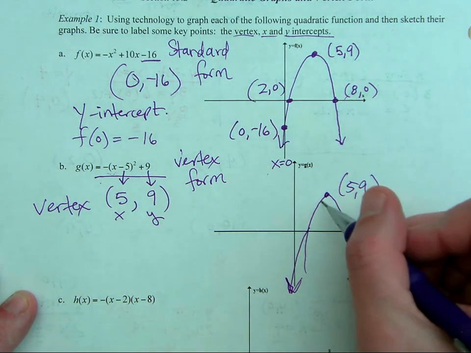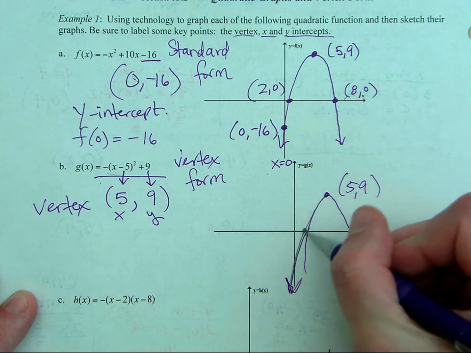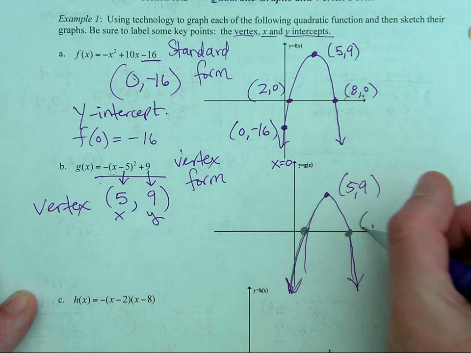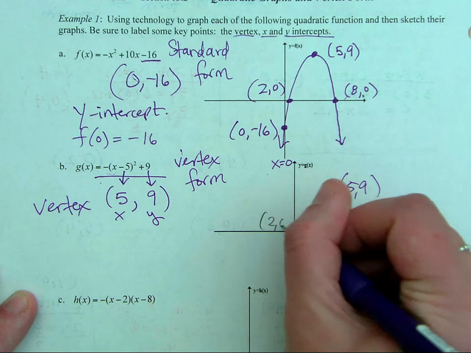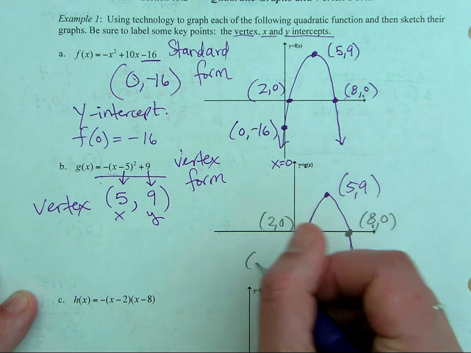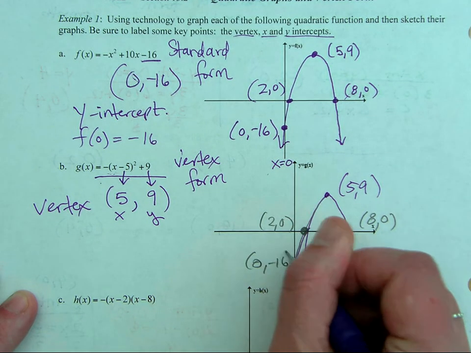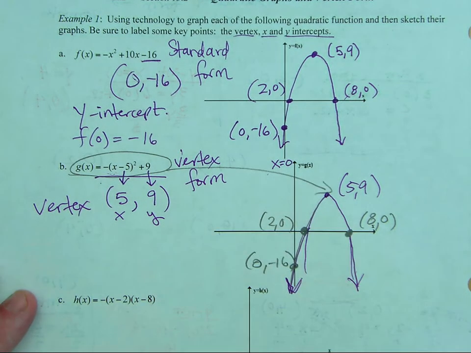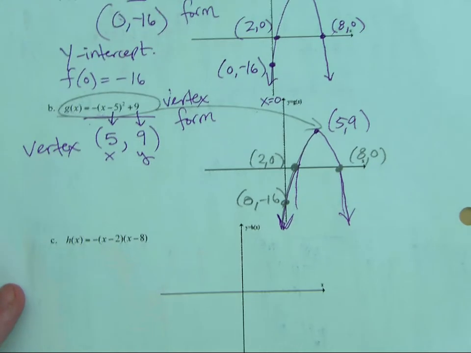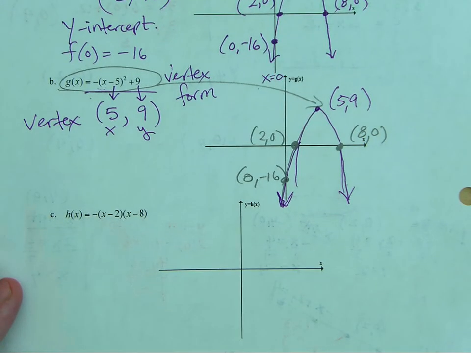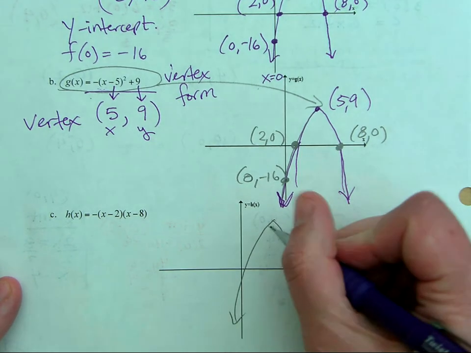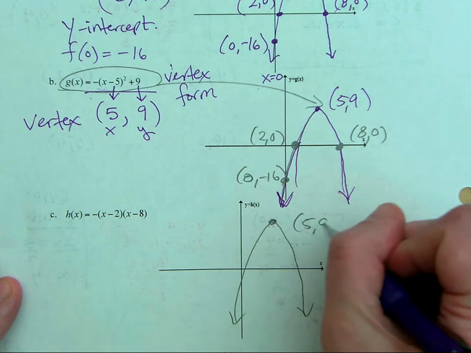Okay. Anyway, so I could have drawn it a little nicer. But here we have the x-intercepts, which are 8, 0, 2, 0, and then the y-intercept again, 0, negative 16. But from this form, you actually see that vertex, okay? And then the last one we said is the exact same picture. So if we sketch a graph of this, okay, we still have our vertex at 5, 9.